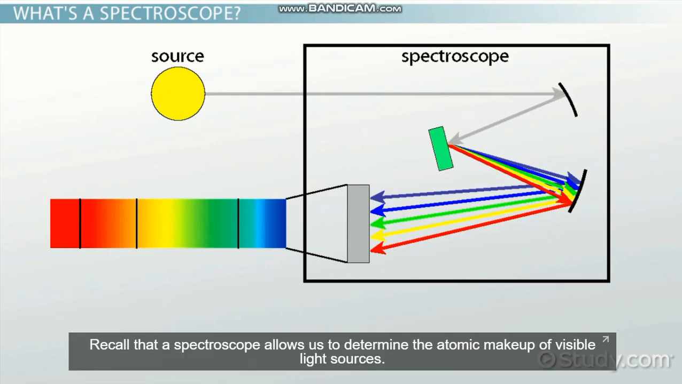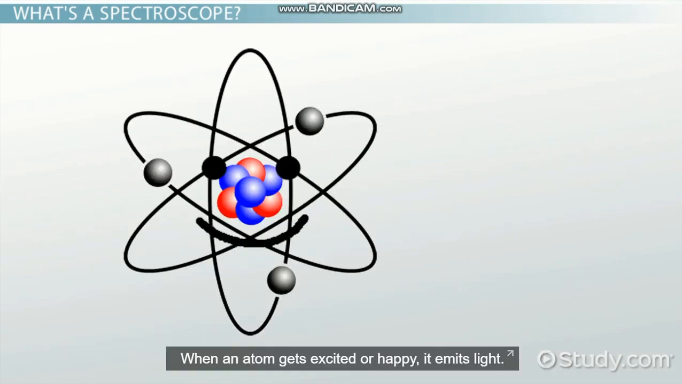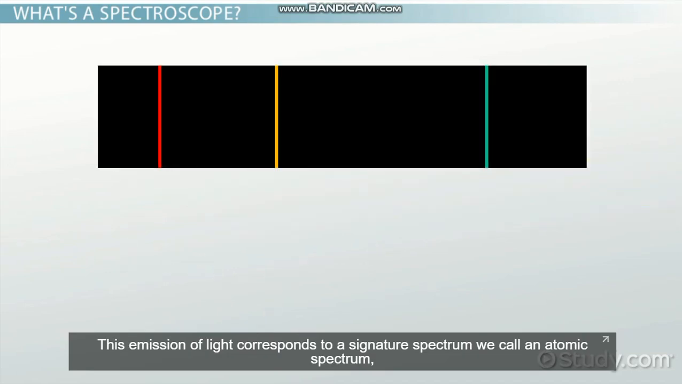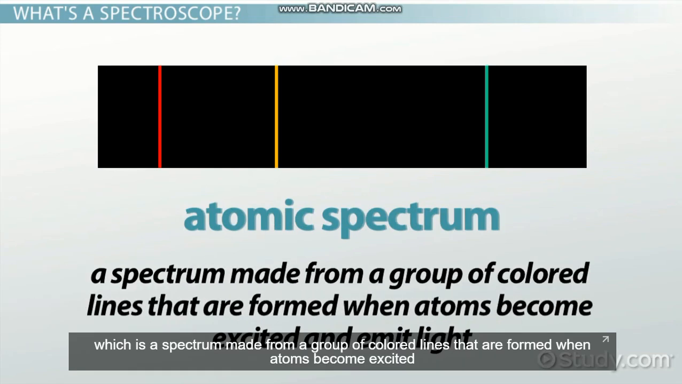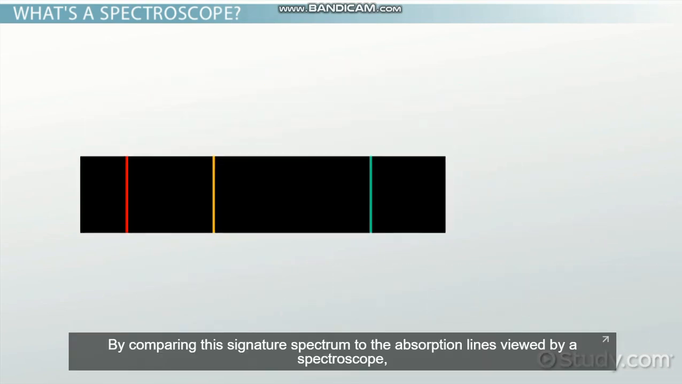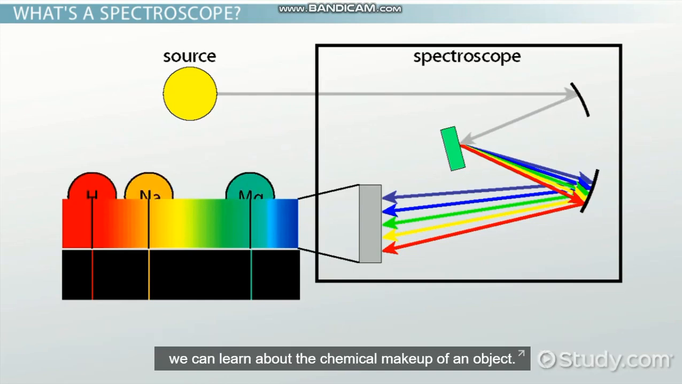Recall that a spectroscope allows us to determine the atomic makeup of visible light sources. When an atom gets excited or happy, it emits light. This emission of light corresponds to a signature spectrum we call an atomic spectrum, which is a spectrum made from a group of colored lines that are formed when atoms become excited and emit light. By comparing this signature spectrum to the absorption lines viewed by a spectroscope, we can learn about the chemical makeup of an object.